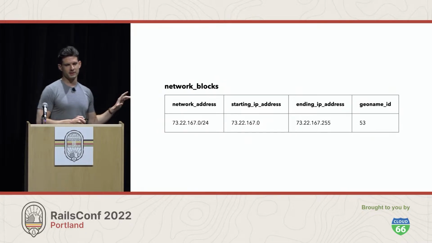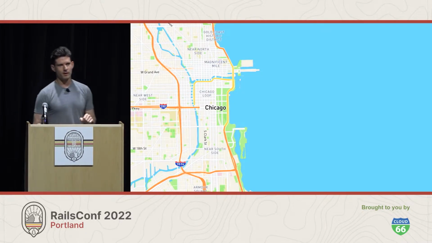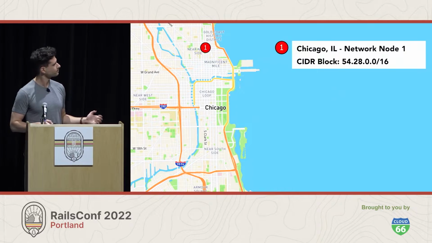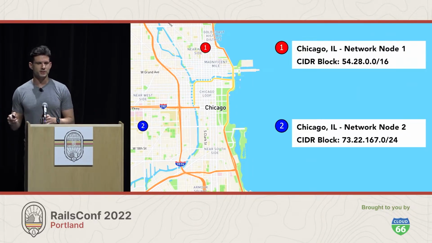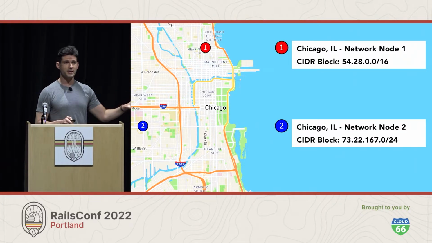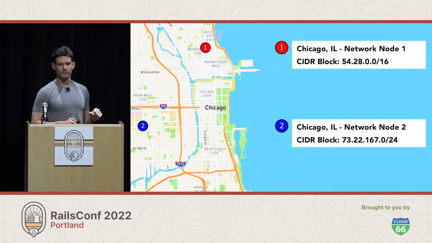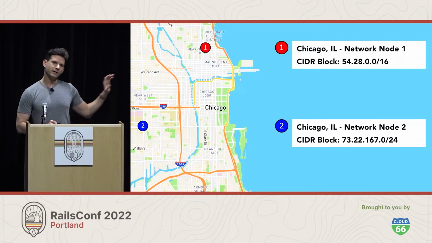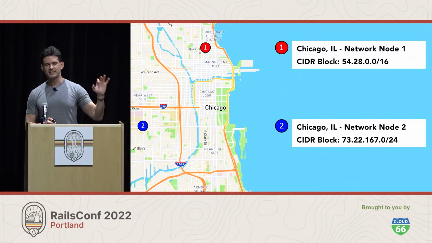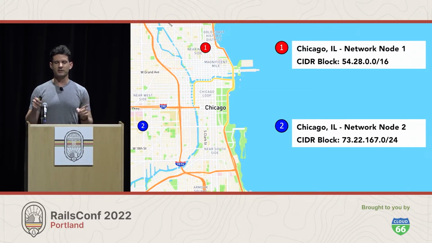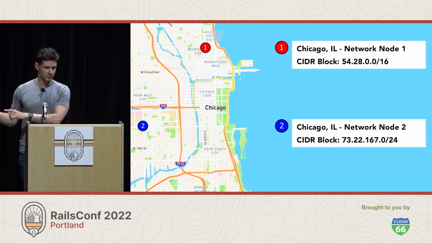To put pictures to all of this, if we take a city like Chicago, there might be any number of internet service providers and any number of network nodes handling the clients of those providers. And each node is going to have its own unique network address and an allocation of IP addresses that can be issued off of that network address. And all of this can be represented by CIDR notation. Looking at network node 1, we know that the first 16 bits of the address are going to represent the networking portion. And so it's the last 16 bits that are addressable.